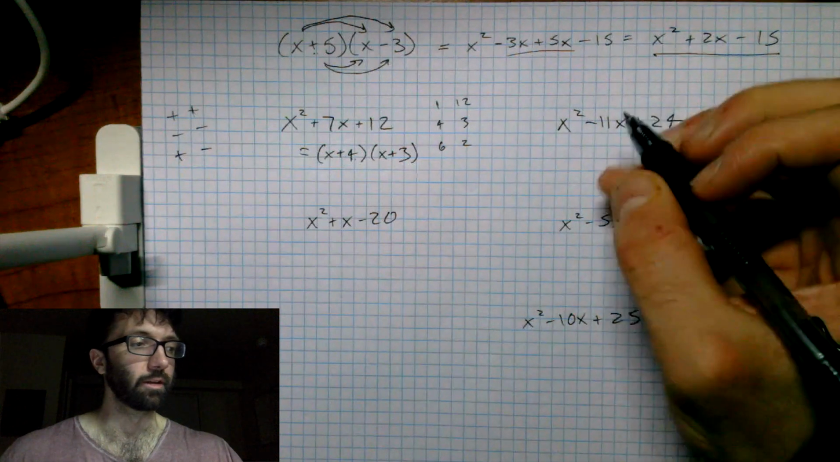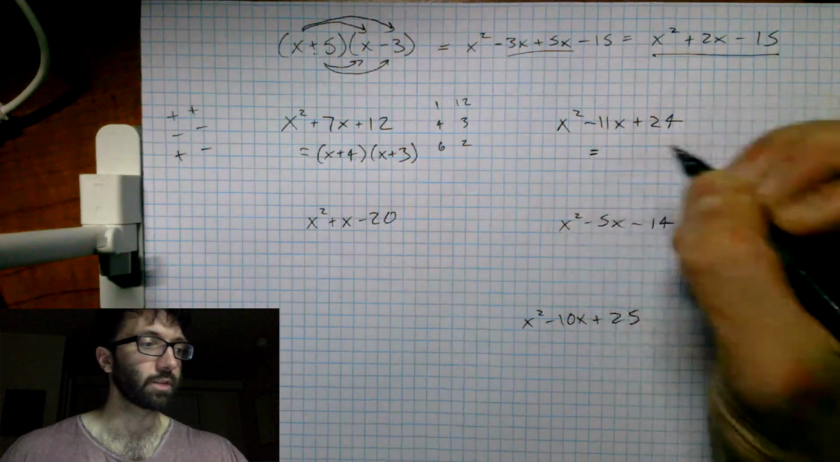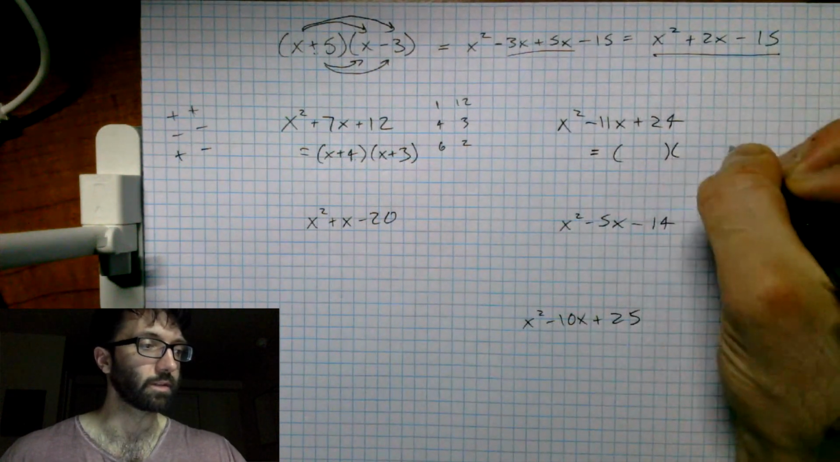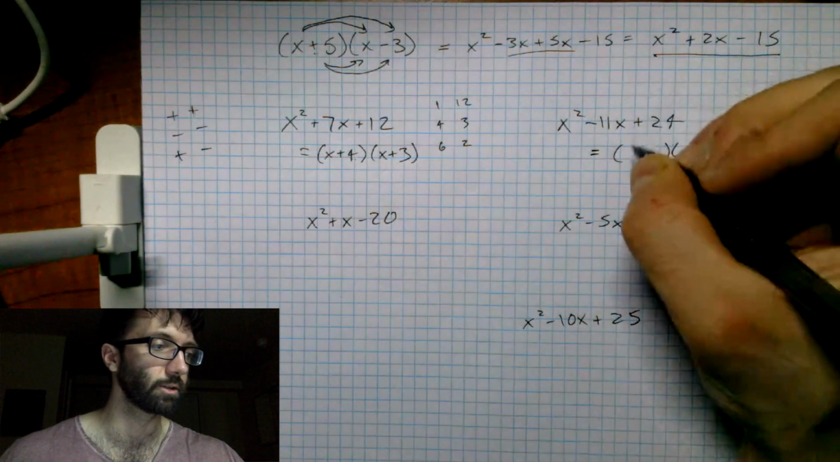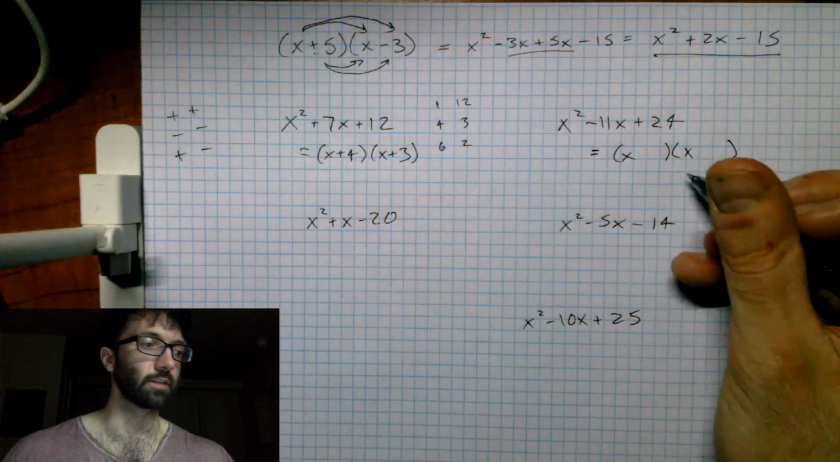Alright, so now let's go ahead to this one. Again, first step is to get your parentheses down, because you know it's going to be two binomials multiplied together, and then put an x in each, because x times x gives me the x squared.